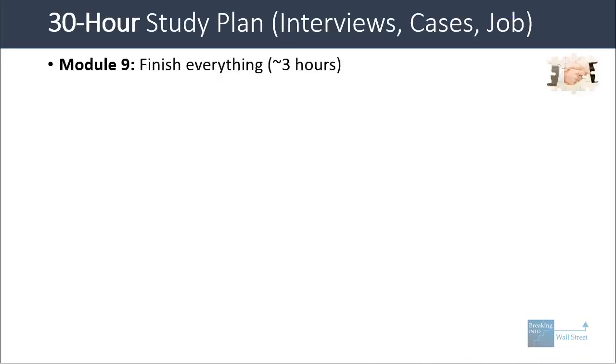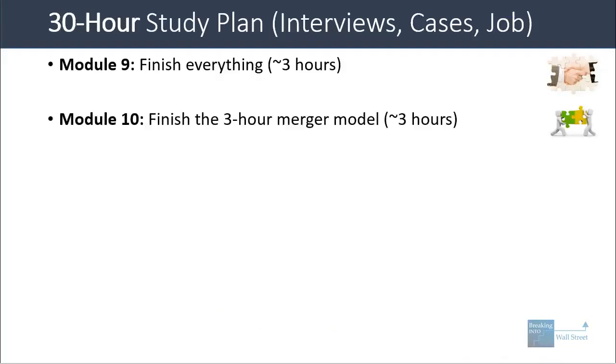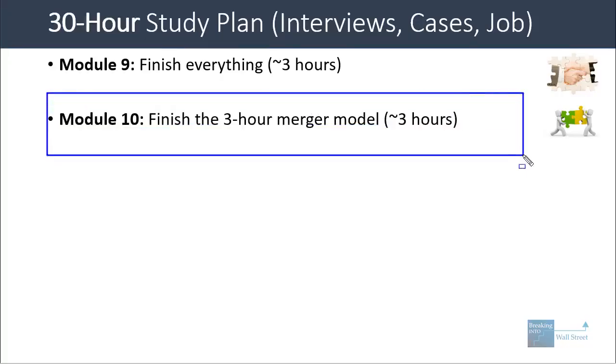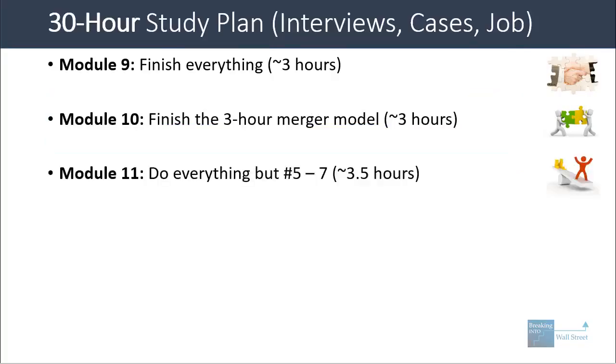Moving past that, in Module 9, I would still recommend finishing everything. And then in Module 10, we have a 3-hour merger model here. This will be good case study practice, and it also represents what you do on the job more effectively. In Module 11, I would do everything except for those few middle lessons that you can skip over.